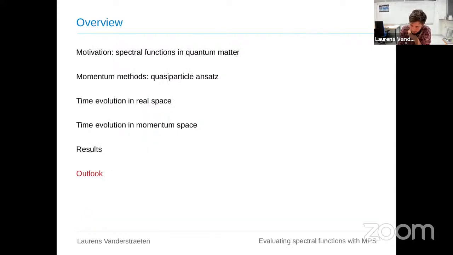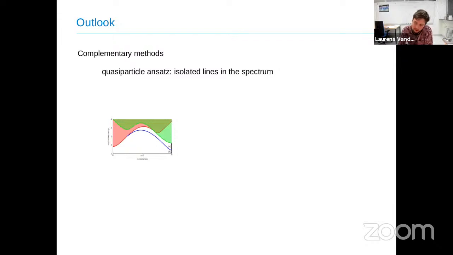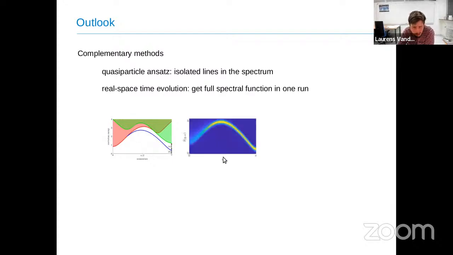Okay, so these were the main results that we have so far on this method. We believe that it's actually very useful, and I think the way of looking at these different methods of computing spectral functions is basically to see them as complementary methods. As I tried to explain, this quasi-particle ansatz is very efficient for computing isolated lines in your spectrum, whereas real space time evolution has a great benefit: it allows you to get the full spectral function in a single run. Because you do something local, you basically get all momenta in a single simulation.